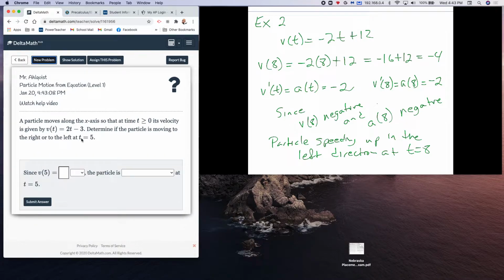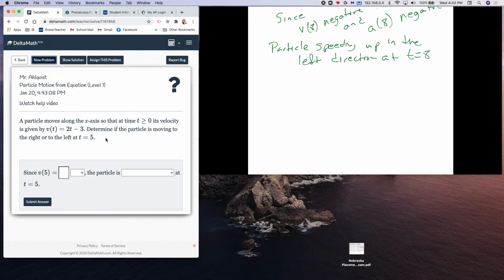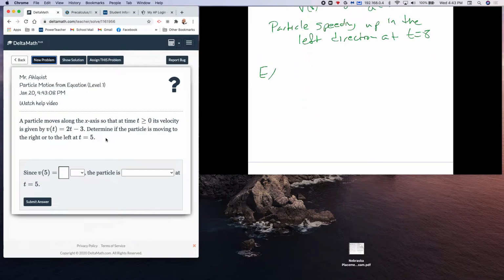So this one is asking: the particle is at time t equals 0, and the velocity is given by this. Determine if the particle is moving to the right or to the left at 5. Remember, it's moving to the right if velocity is positive. It's moving to the left if velocity is negative. So all we have to do on this one is check, if v of t is equal to 2t minus 3, v of 5. v of 5 is 2 times 5 minus 3, which is equal to 7.